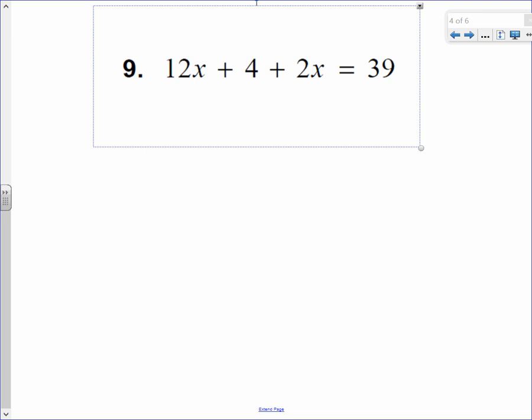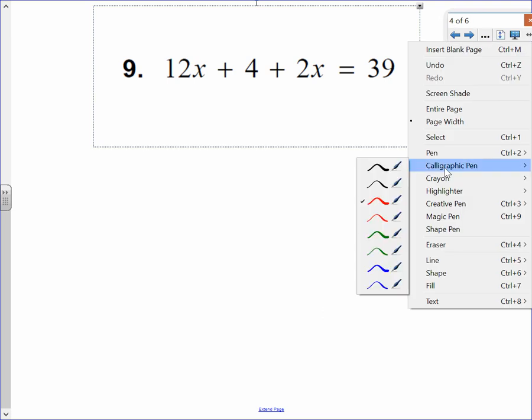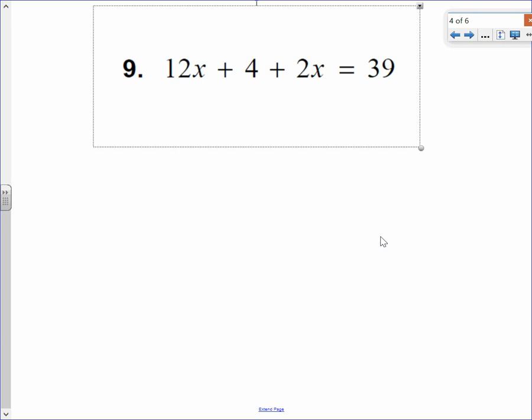Is there anything I can simplify on the left? What do you think? No? Nice, so 12x and 2x, combine those like terms. 12x plus 2x is 14x, plus 4 equals 39. That's step 1. I simplified the left.